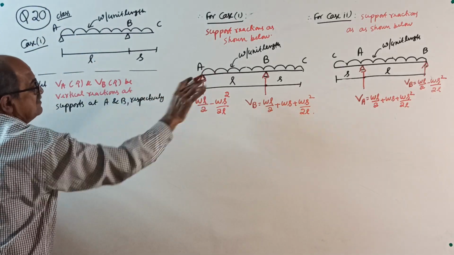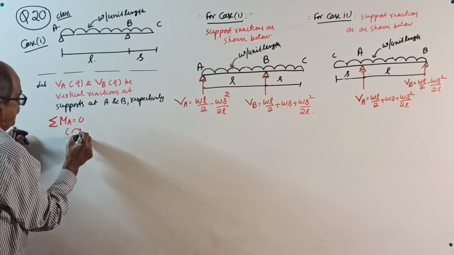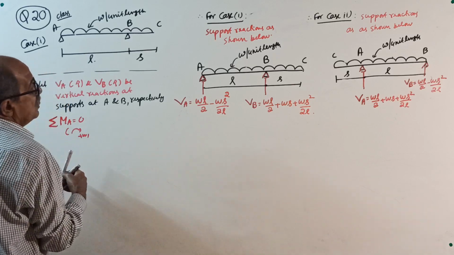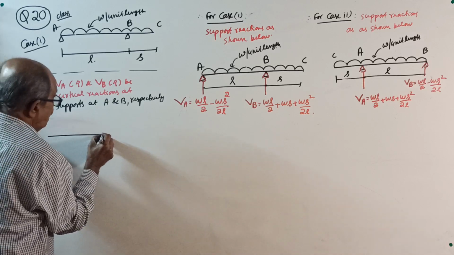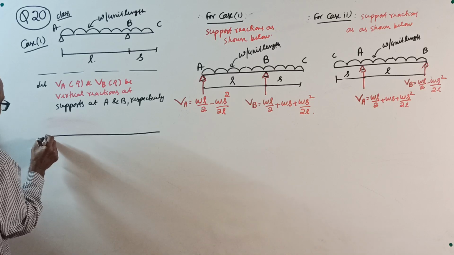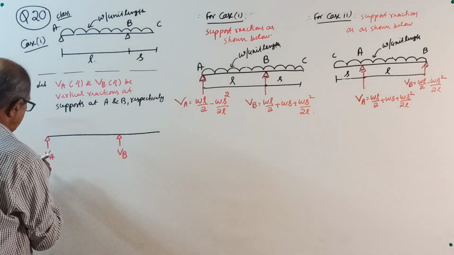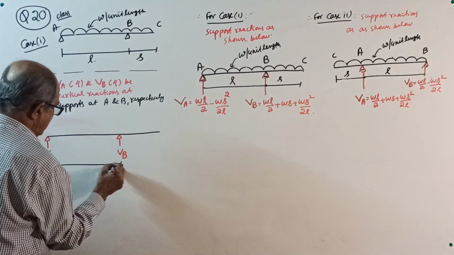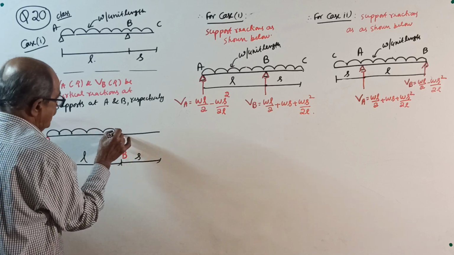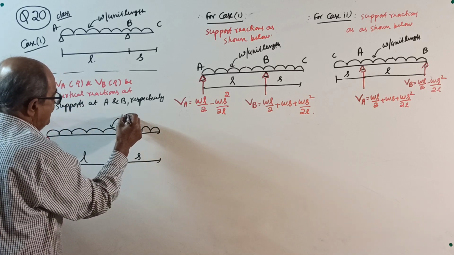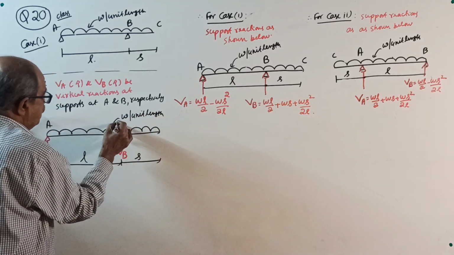First you have to write a sketch once again. I told you, always write a sketch once again, showing reactions. So this is VA, this is VB, span is L, overhang is S on one side, UDL of W per unit length. These are all already explained, but still briefly I will explain. This is A, supports A and B, free end C.